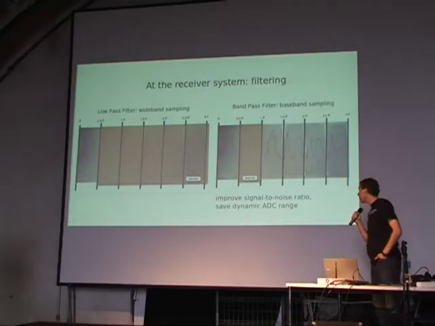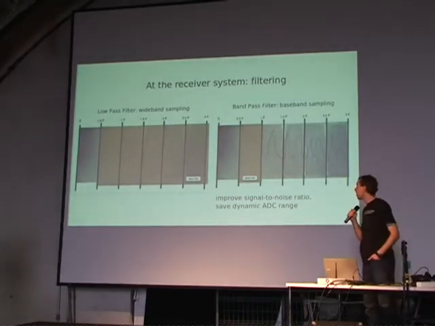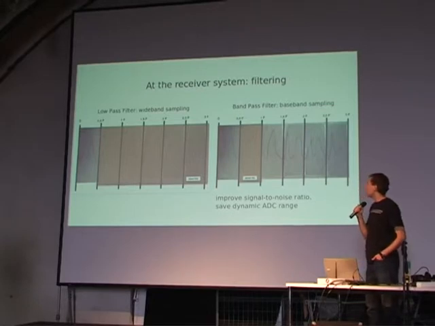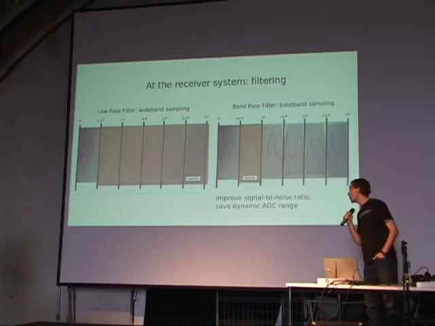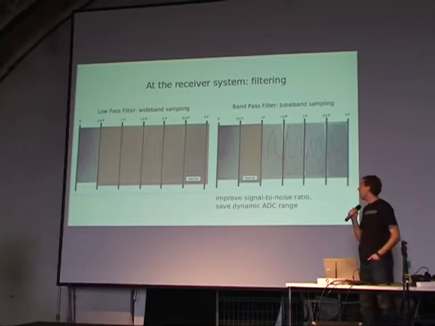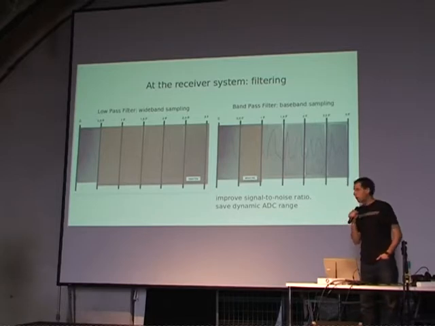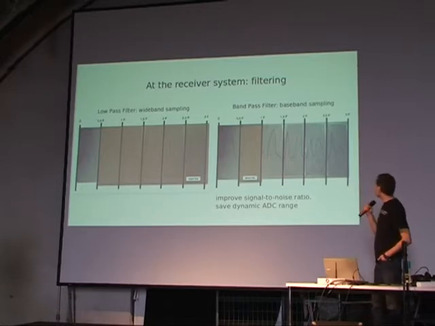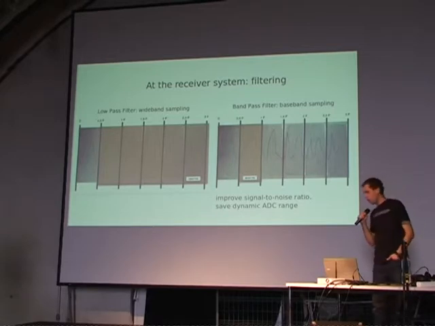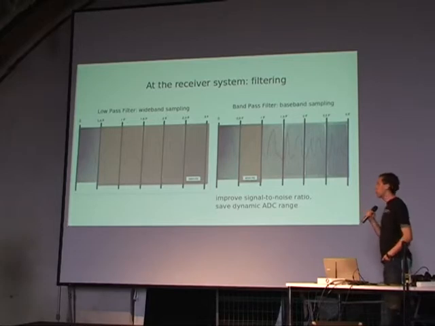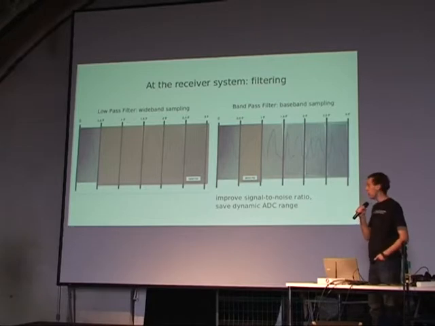And at the receiver system, you can have a set of filters. We can have a low-pass filter that only passes the first window, which you see here from 0 to a half F, and that means everything else is rejected. So that's practically a low-pass filter here. A bandpass filter is shown in the other picture that is only selective, so you can select the window that you are receiving or that you are passing. And in general, these filter systems, if they are in front of an ADC, improve the signal-to-noise ratio and save dynamic ADC range.